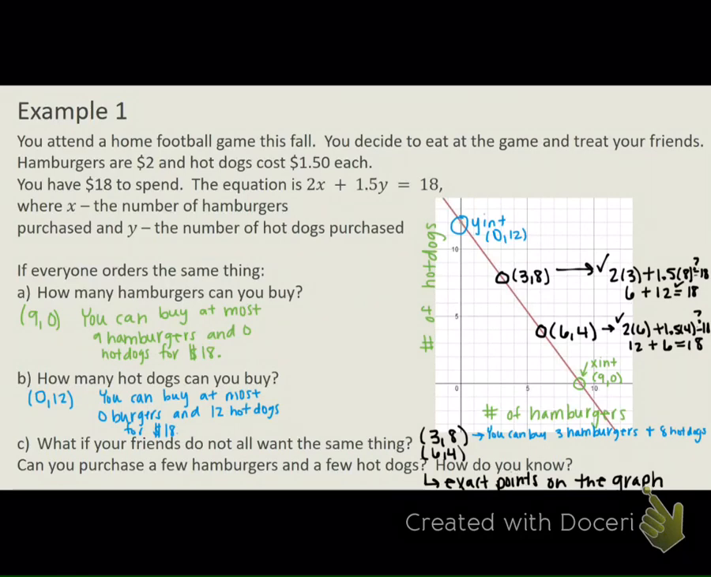Cassie, what does 6, 4 mean? It means you can buy 6 hamburgers and 4 hot dogs.